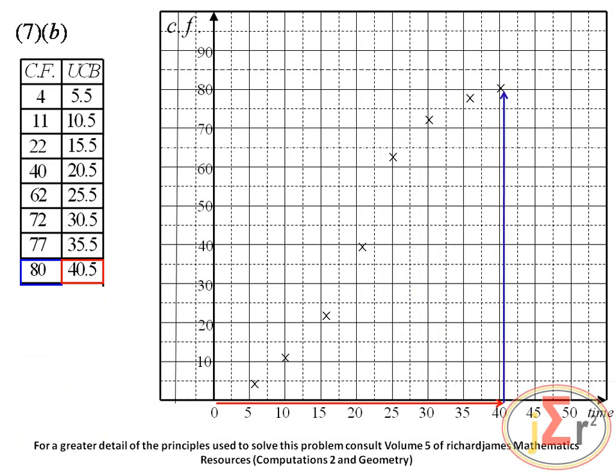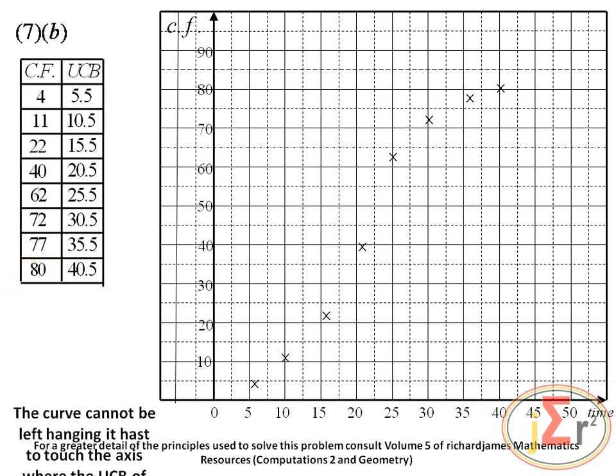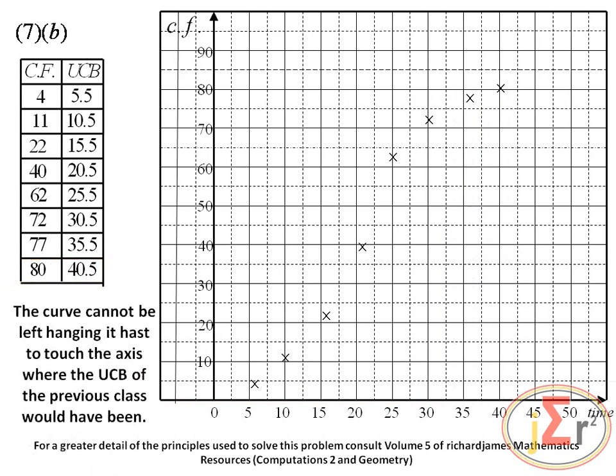Do not forget that in statistics, everything that is related to frequency will go on the vertical axis. Now, we cannot leave a curve hanging in the air, so we need to touch the axis, because if we just draw the smooth curve through these points, this curve will be hanging up there. So we cause the curve to touch the axis where the upper class boundary of the one previous to the first class would have been.